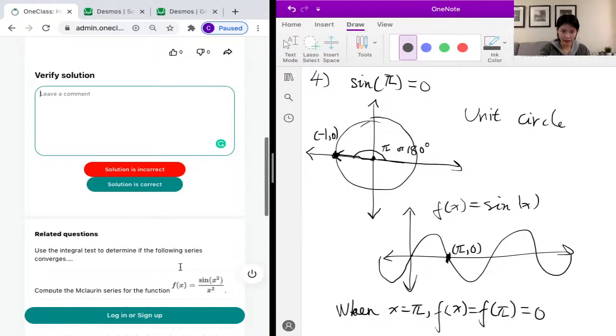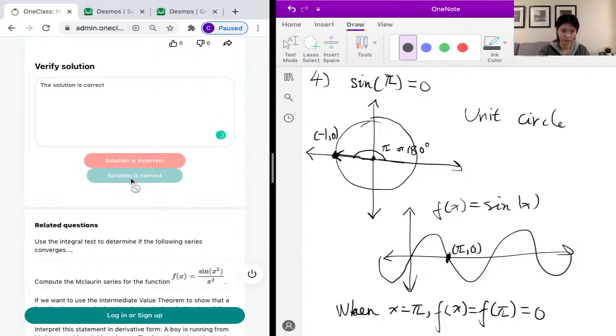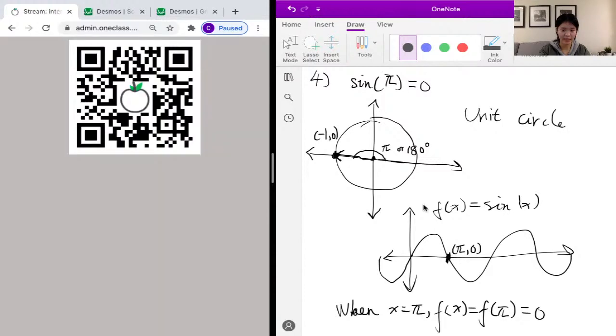Yes, let's just say the solution is correct. Okay, and let's move on to our fifth problem.